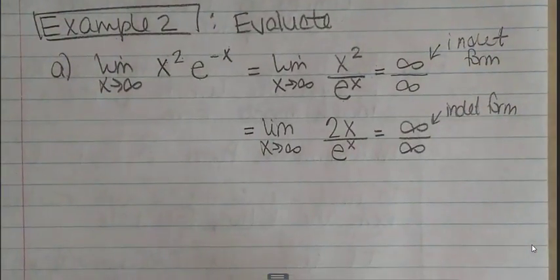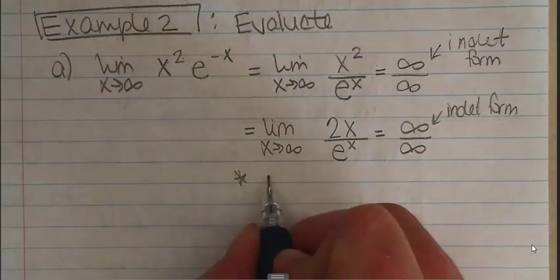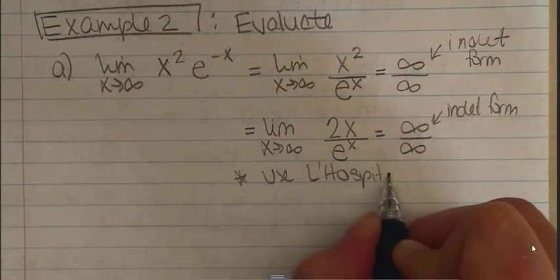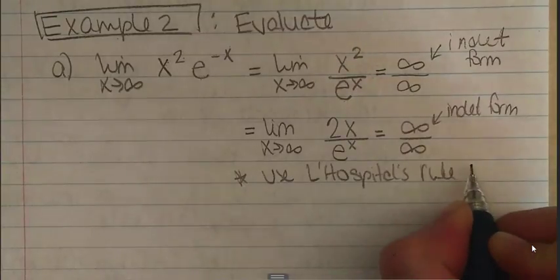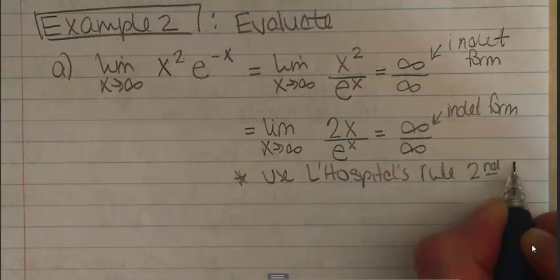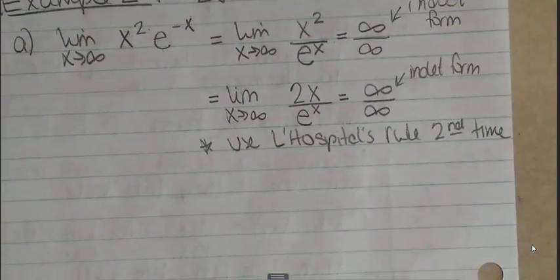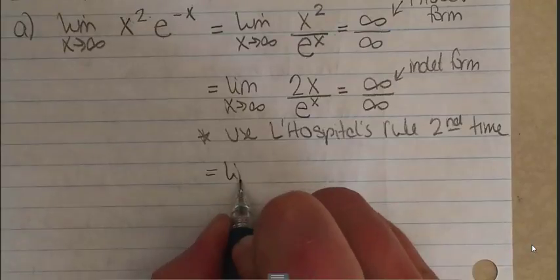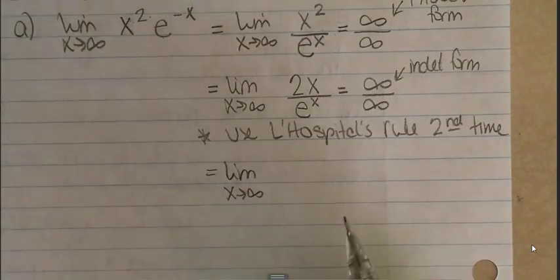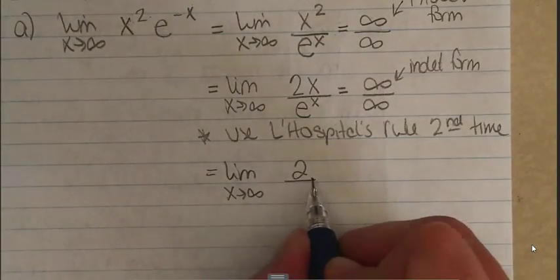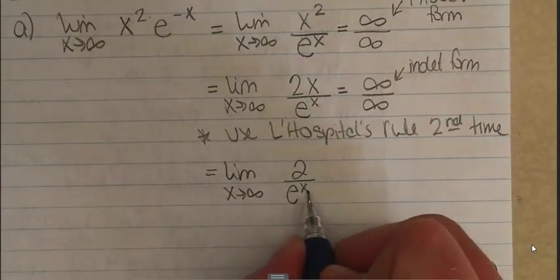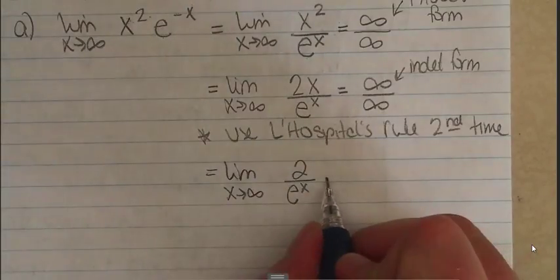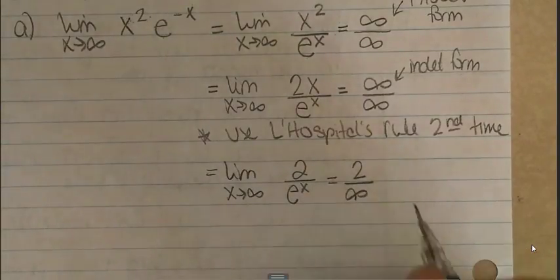So now what am I going to do? Well, what I'm going to do now is I'm going to use L'Hopital's rule a second time. And I'll use it on what I have here. So the limit as x goes to infinity, now that's going to give me 2 over still e to the x. The derivative of e to the x is always going to be e to the x. So really what this is, this is 2 over infinity.